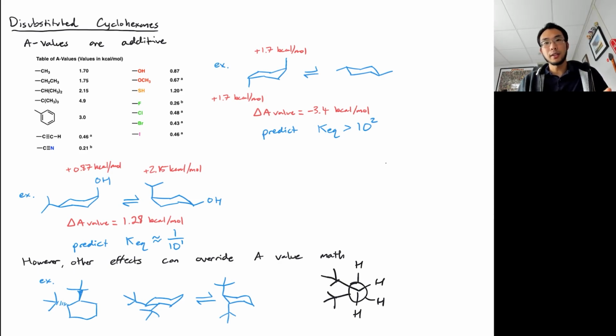So in this video we talked about cyclohexanes and their conformations, and we looked at how to draw them, how to make sure our groups are placed axial or equatorial, and then how to use an A value table to determine which conformation of cyclohexane is preferred.